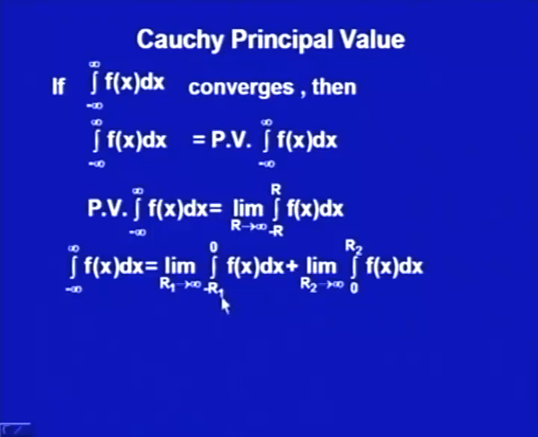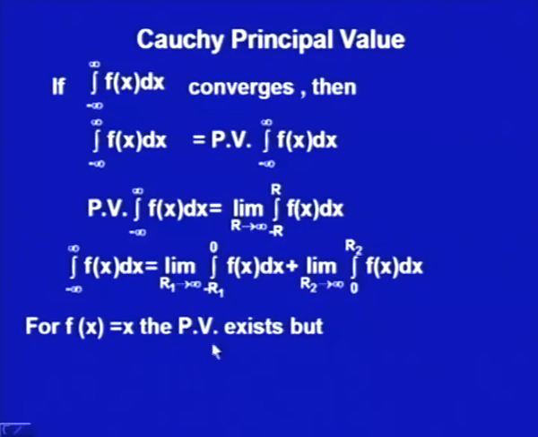Why? If I take the integral from 0 to r2 of f(x) dx, that would be r2 squared by 2. As r2 approaches infinity, it would approach infinity. Similarly, this one also approaches infinity. So, what we have just said is that if f(x) is equal to x, then the Cauchy principal value exists, but neither this limit exists nor this limit exists.